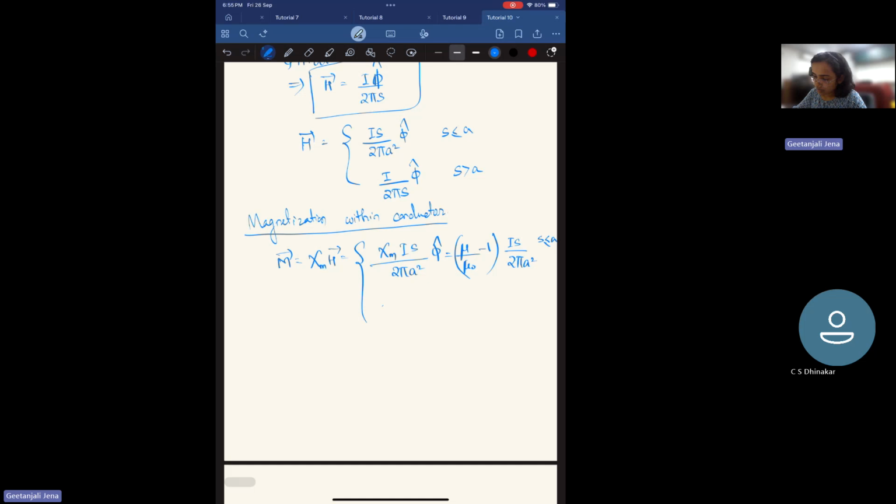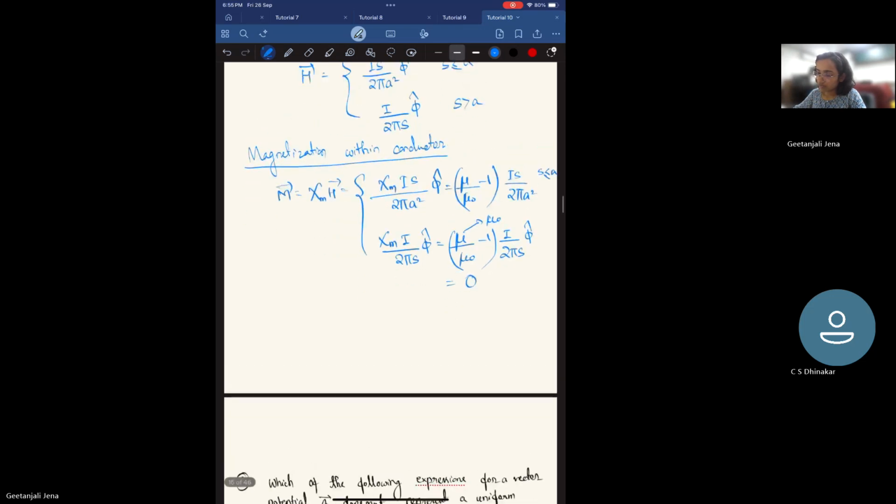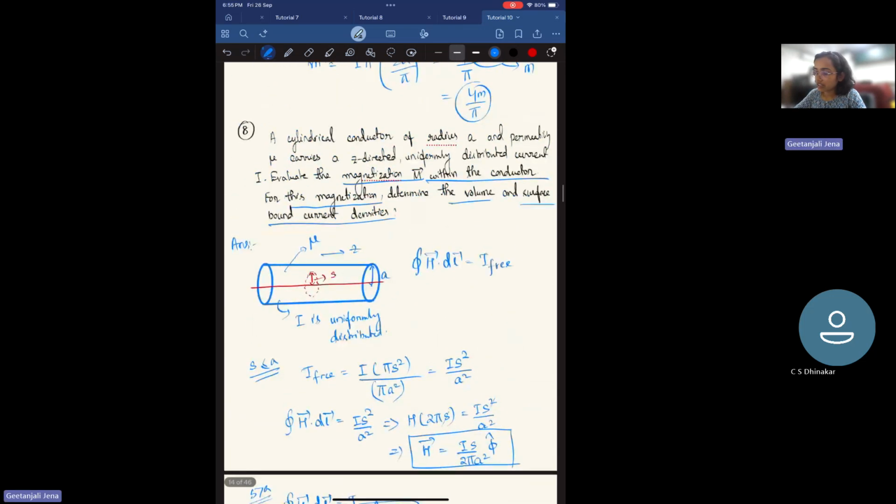For outside, you put this is chi m I by 2 pi S phi cap, or mu by mu naught minus 1 I by 2 pi S phi cap. But the thing is, it is outside. The reason we are considering is the outside region, right? So for this region, mu is mu naught. So that means the magnetization outside, it's trivial, it should be zero. So we have calculated the magnetization.